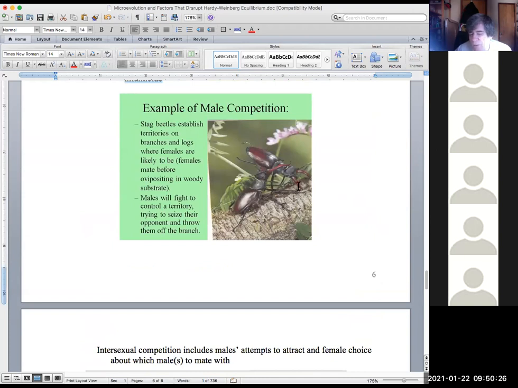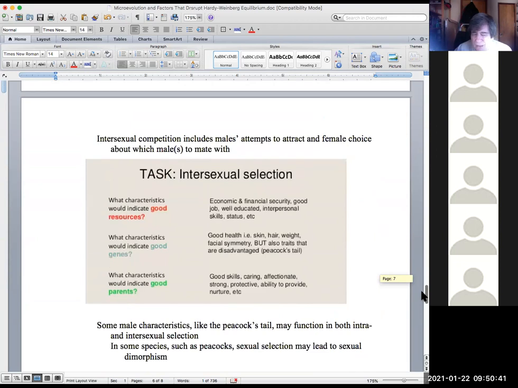So how do you attract females? Well, one way is by holding a territory where a female will lay her eggs. In many species, a female won't mate with a male who doesn't hold the territory. Now, what are females looking for? Well, a couple of things.